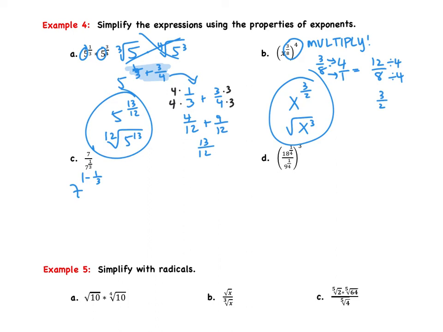Okay, so I'm going to again do this off to the side to make sure I have enough room for myself. I need a common denominator. 1 is really 3 over 3. So I get 2/3. So this is 7 to the power 2/3.